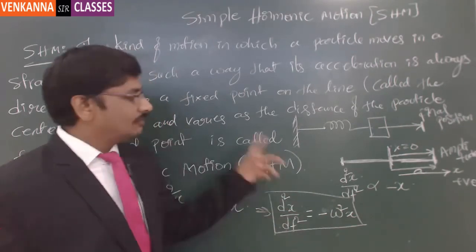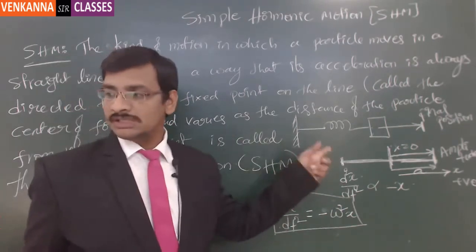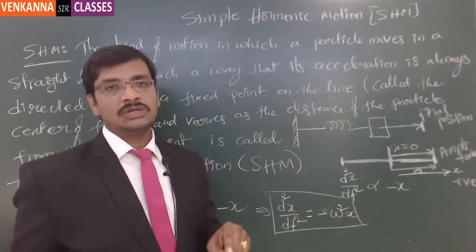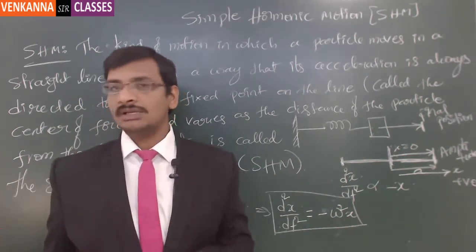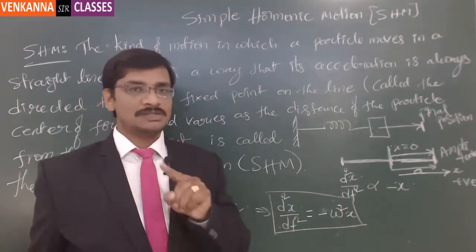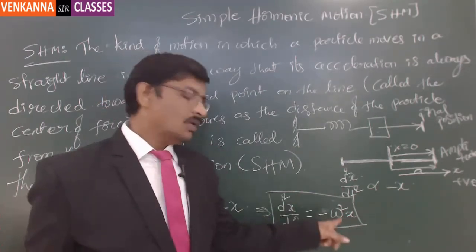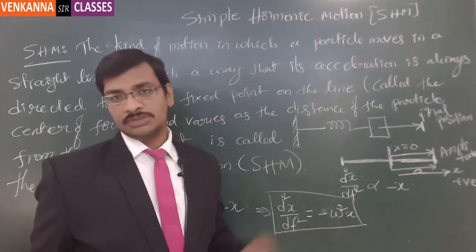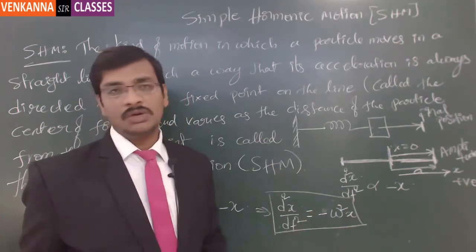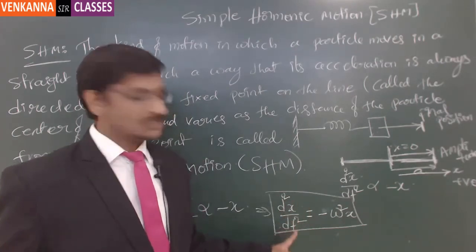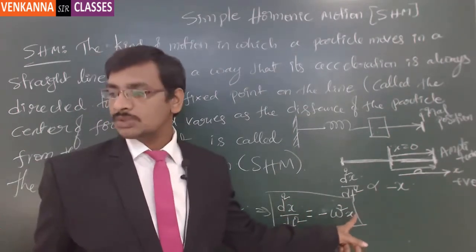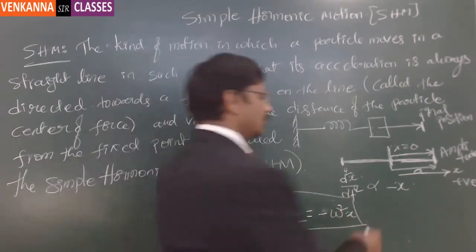Down the line we will be correlating the circular motion with the simple harmonic motion. There we will be dealing with a concept called the angular velocity. The same angular velocity of a circular motion is equivalent to the omega of this simple harmonic motion. So both are one and the same. We will correlate down the line. Now for now, you treat d square x by dt square is equal to minus omega square x, where omega square is constant.